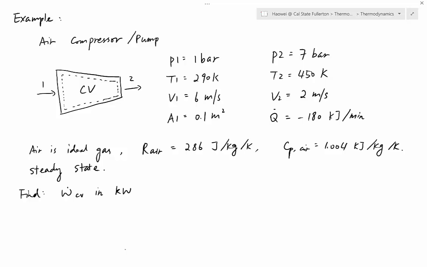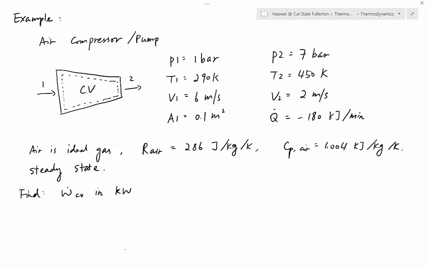So first of all, W dot CV is the work involved in this process. It has to be a negative solution. Why? Because the air compressor consumes electricity. If the system consumes work, the work must be negative. So your solution to W dot CV must be negative.